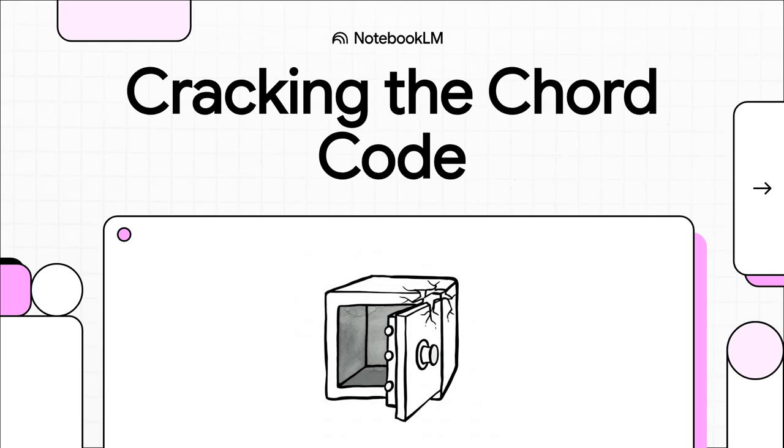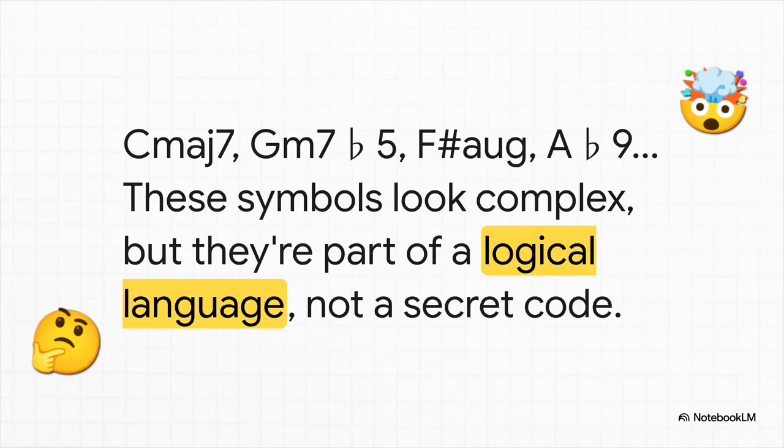Welcome. Today, we're diving into the secret language of music chords. Yeah, that code that makes all your favorite songs work, we're gonna crack it right here, right now. So, have you ever looked at a piece of music and just seen this mess of symbols? C major 7, G minor 7, flat 5. It looks like a secret code, right?